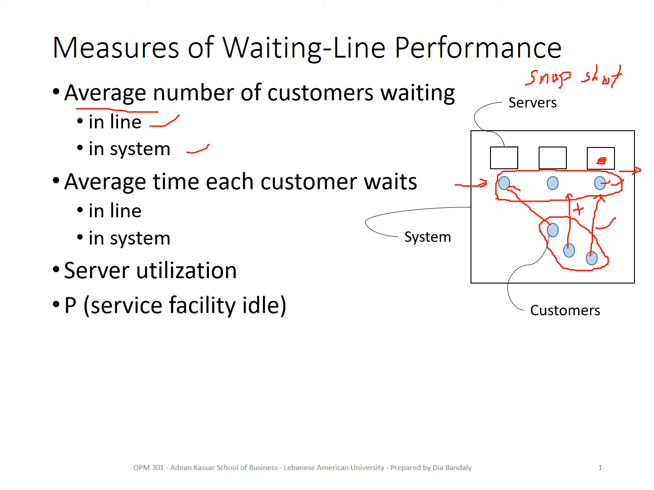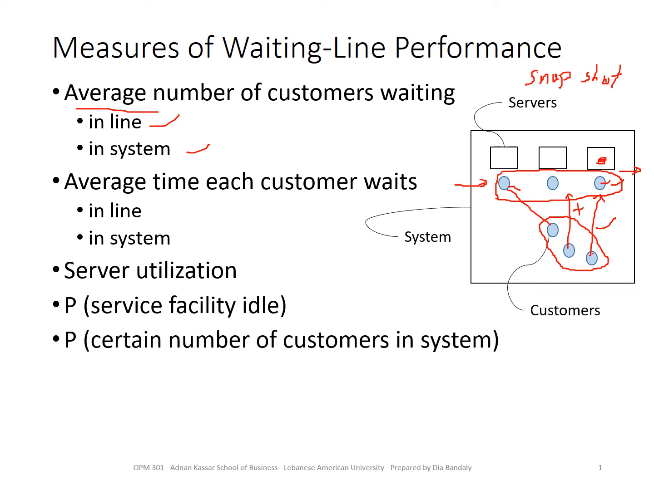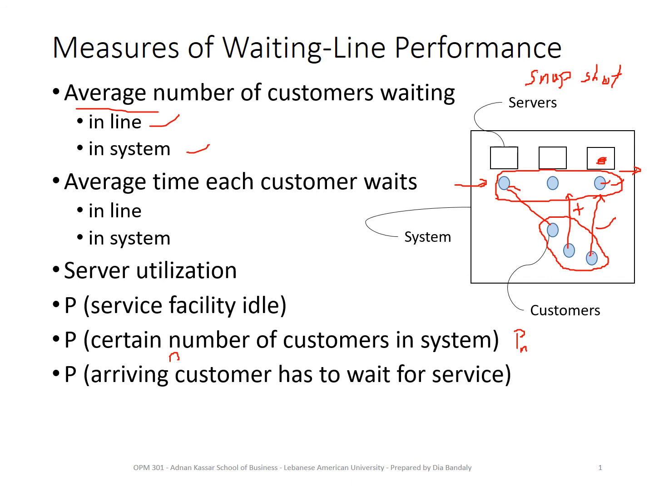Then we are interested to tell what the probability is that the service facility is idle. What does it mean idle? That means all the servers are idle. That means there are no customers at all. So you cannot see any of these circles in my illustration here. Then what the probability is that there is a certain number of customers in the system. We will call that n. So this will be n, and we refer to it as Pn in the system. For example, what the probability that I will see 5, what the probability that I will see 10, I will see 1, etc.